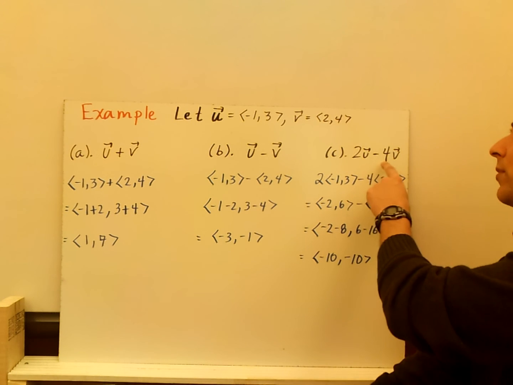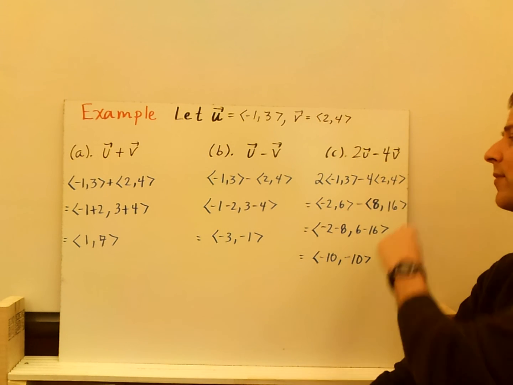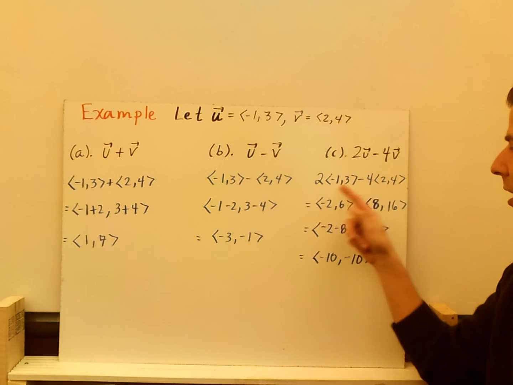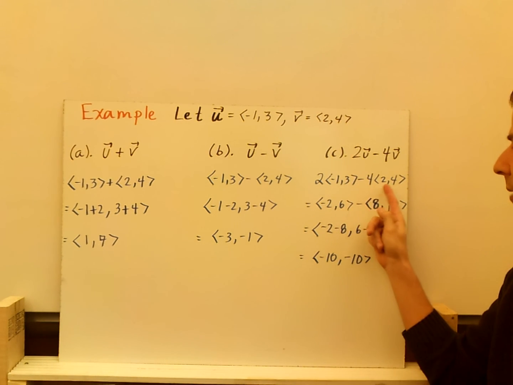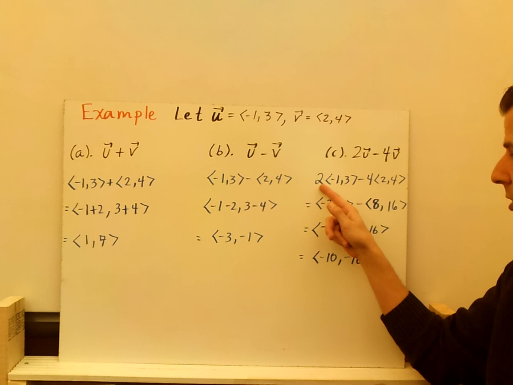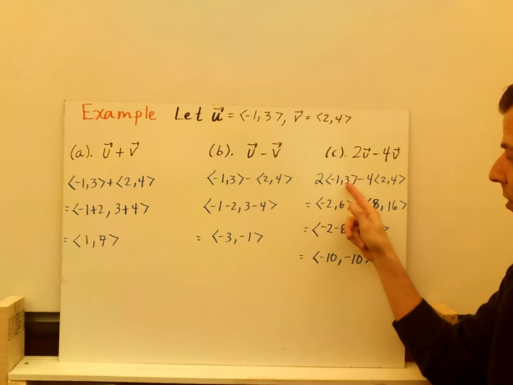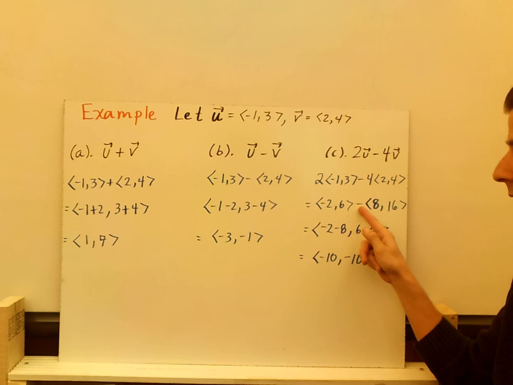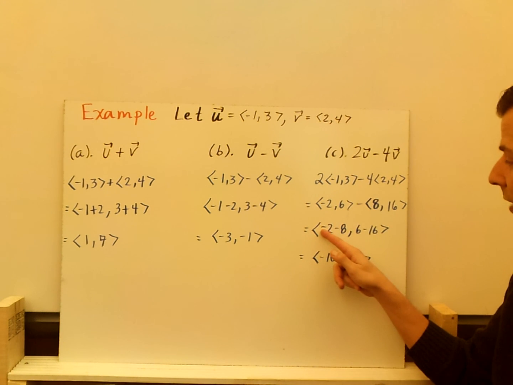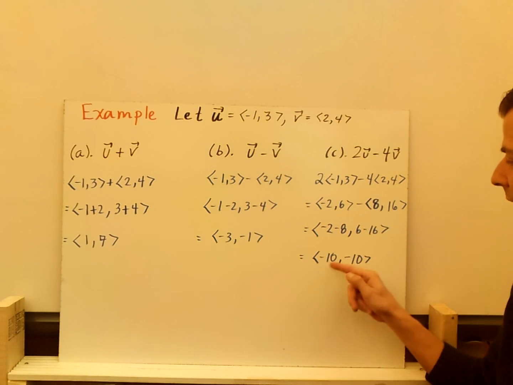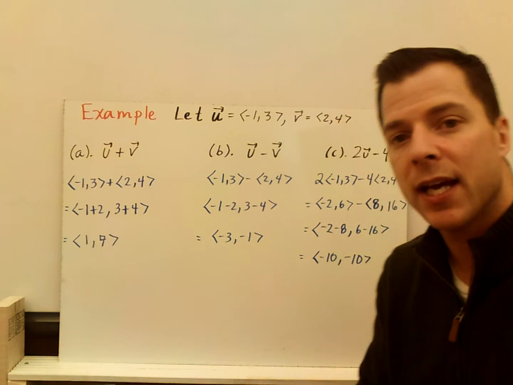Lastly, 2 times vector u minus 4 times vector v. I write the problem. I replace my vectors with what they actually are, 2 times u minus 4 times v. I distribute first before I add, or in this case subtract, so I get 2 times -1, 2 times 3. 4 times 2 is 8, 4 times 4 is 16. I've got the minus sign. So -2 minus 8, comma, 6 minus 16, and I get -10, comma -10.